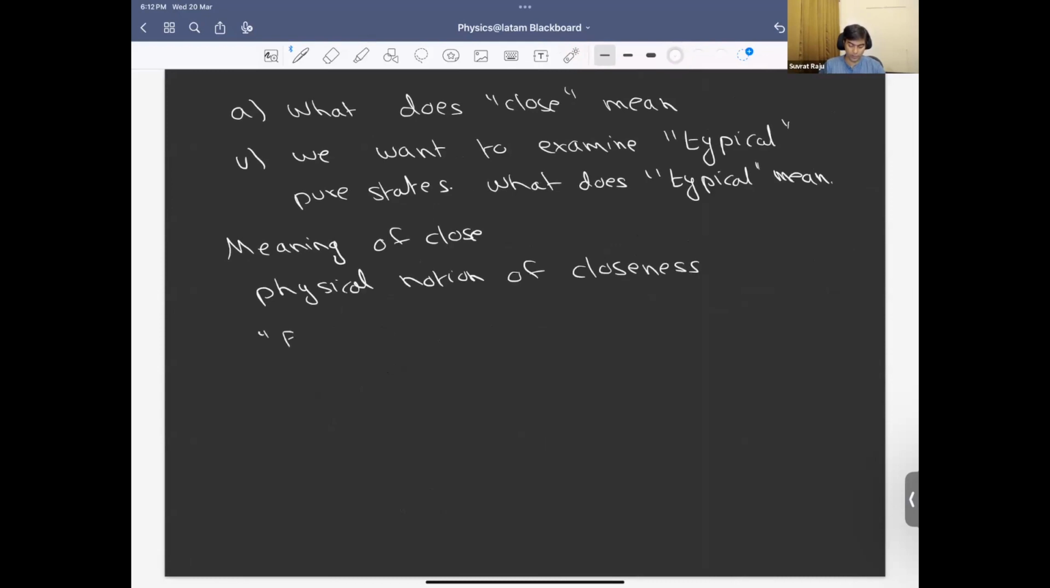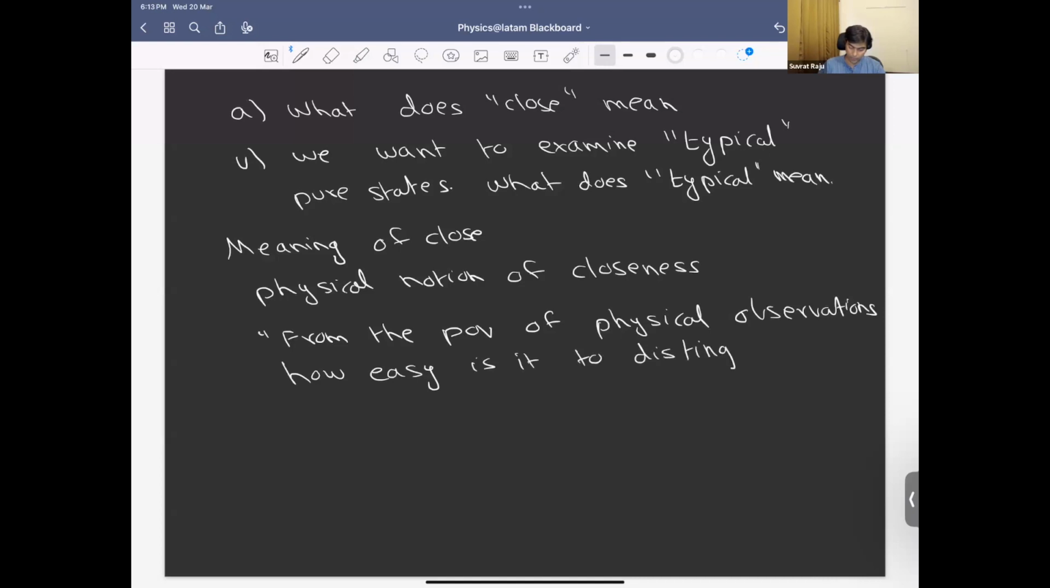So we want to ask, from the point of view of physical observations, how easy is it... okay? So that's the notion of closeness that we want to look at. Let's say we make a set of physical observations and we are an observer. How easy is it for us to determine whether rho pure is the same as rho?